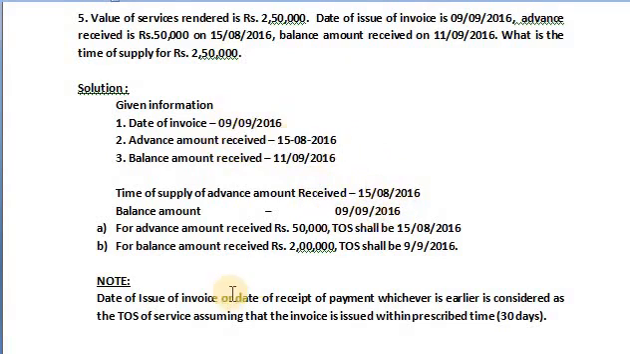Here I have given you the same information in return. For advance amount received 50,000, time of supply shall be 15/8. For balance amount received 2 lakhs, time of supply shall be 9/9/16. When this type of problem is given, generally it is a 2 mark question, and you have to leave a note: date of issue of invoice or date of receipt of payment, whichever is earlier, is considered as the time of supply of service, assuming that the invoice is issued within the prescribed time.